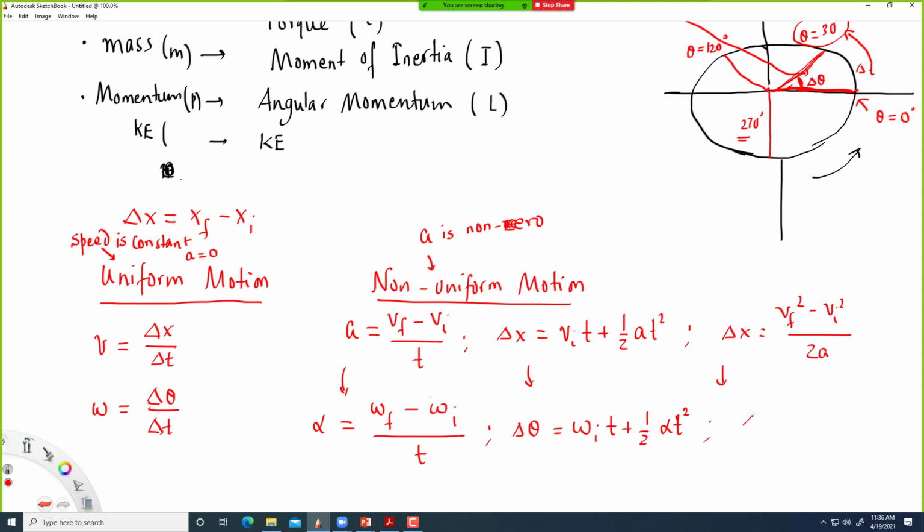And then delta x is delta theta. X is replaced by theta. V final is omega final squared. V initial is omega initial squared over 2. A is replaced by alpha. Okay, so that's the equation for rotational motion.